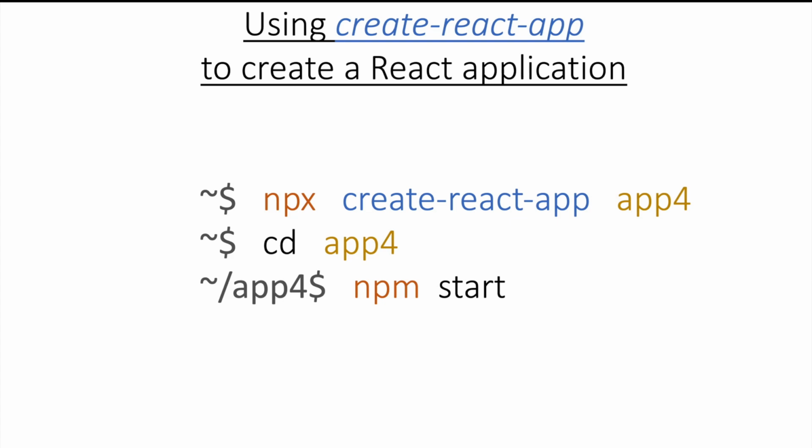In order to do our examples, we require a React application that has been created using create-react-app. If you have one already, you can use that, or you can create one using this command: npx create-react-app followed by the name of the application. In this case, I am using the application name app4. Once the command completes, cd into the app4 folder, and from within the app4 folder type npm start.